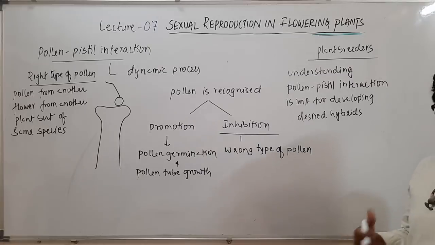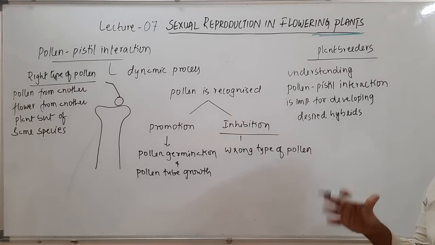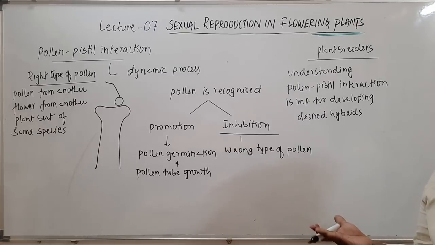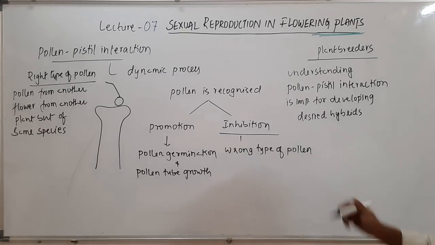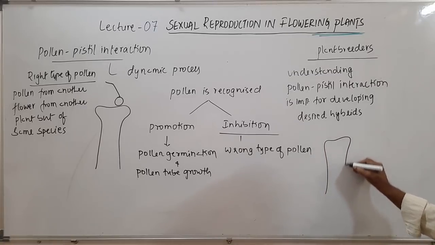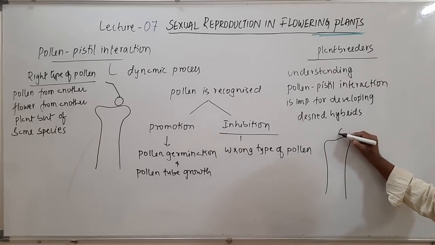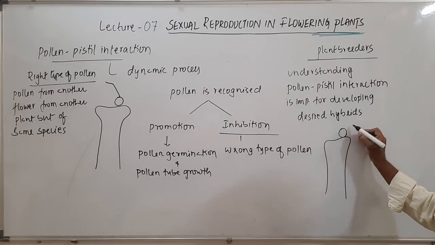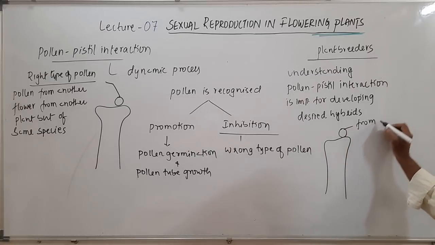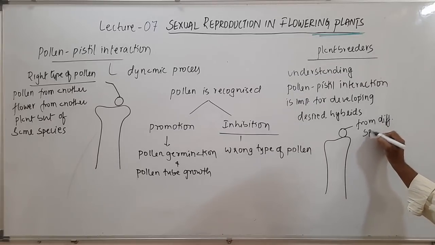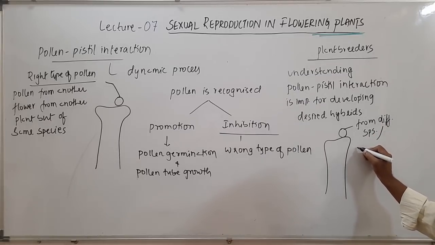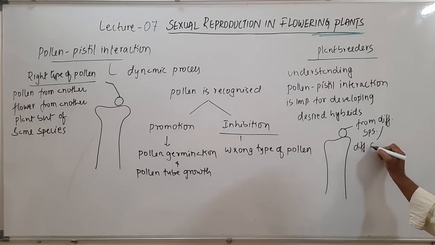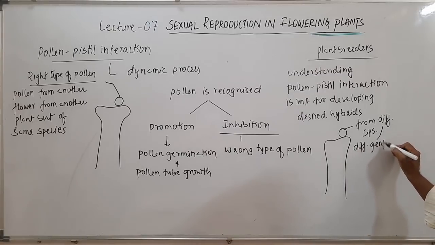If they are able to understand this mechanism properly, then the plant breeder can even make a pollen that comes from a different species or from a different genus get germinated. So here, say this is the stigma, and the plant breeder has taken the pollen from a different species, or from a different genus.